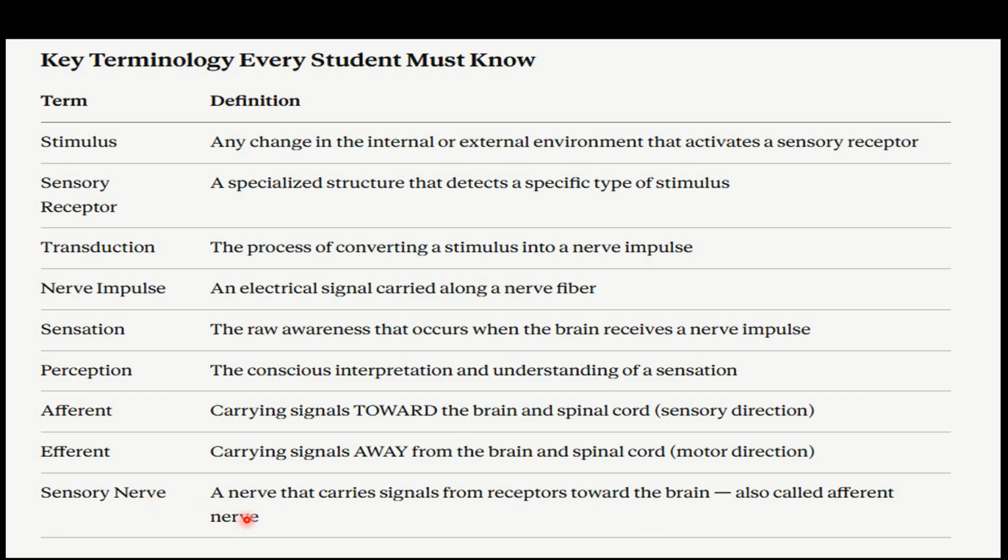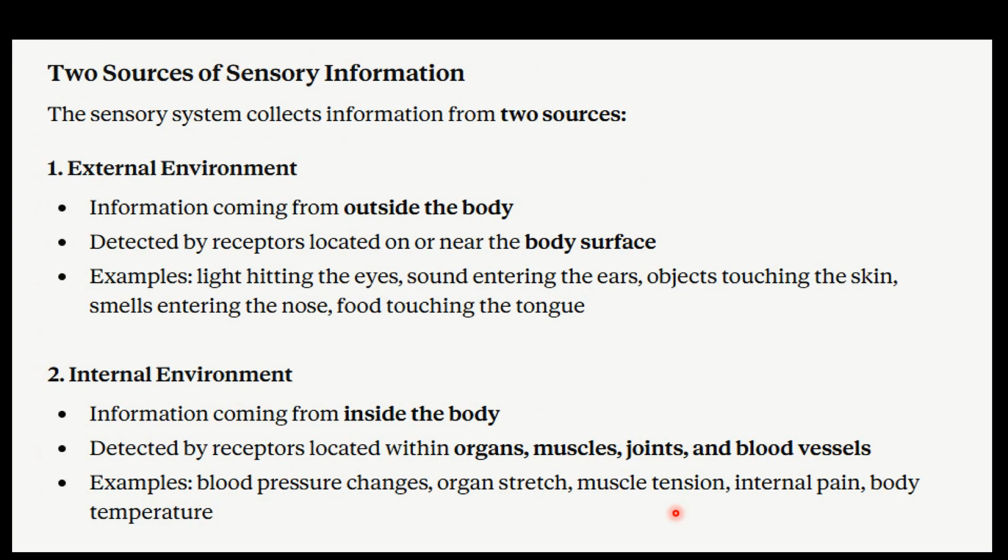The last one is sensory nerve, a nerve that carries the signals from receptor toward the brain, also called the afferent nerve. Clear? Now we will see what are the types or the sources of sensory information. First is external environment, information coming from outside the body.